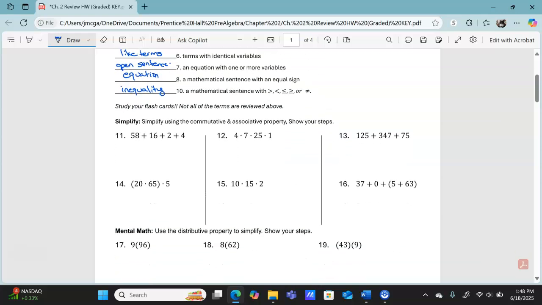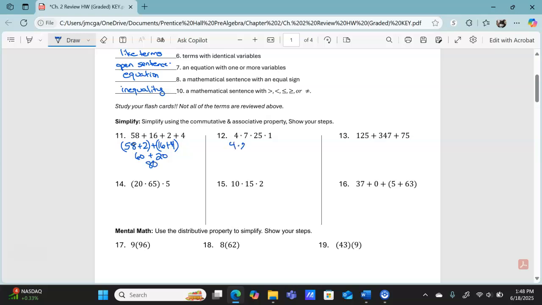Here we're going to simplify using either the commutative or associative property. I'm going to put the 58 with the 2, rearranging using the commutative property, and then the 16 and 4. And so if I add these two together, I get 60. And if I add these two together, I get 20. And so I have 80.